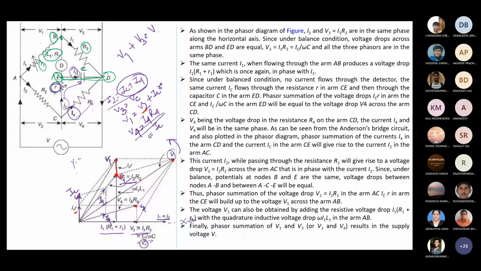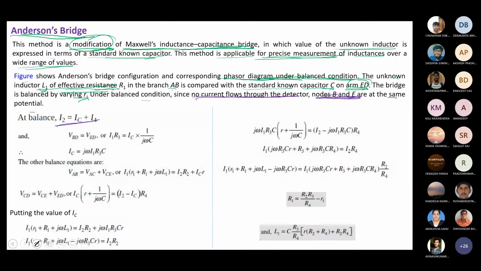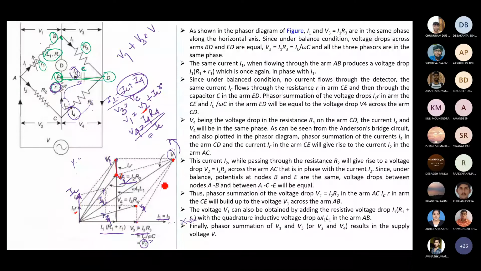I hope all of you are able to understand the Anderson bridge. The entire equations are written over there, and I have discussed from the phasor diagram how you get the value. The important portion is written over there, and if you go through it, it is the same thing I am telling you. If you have any confusion up to Anderson bridge, is there any confusion up to Anderson bridge?